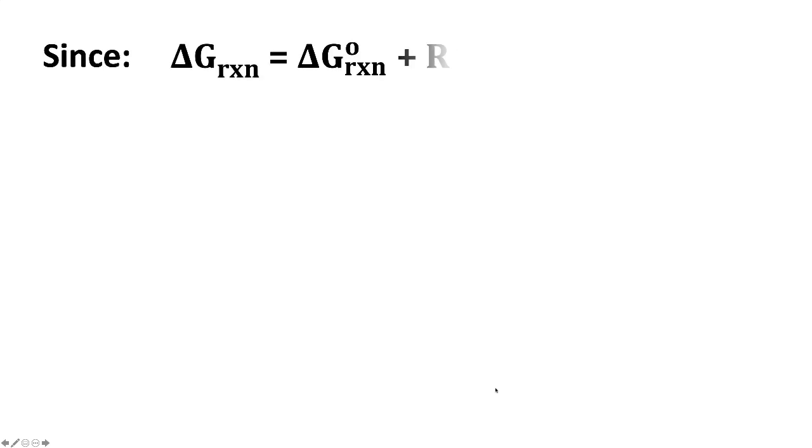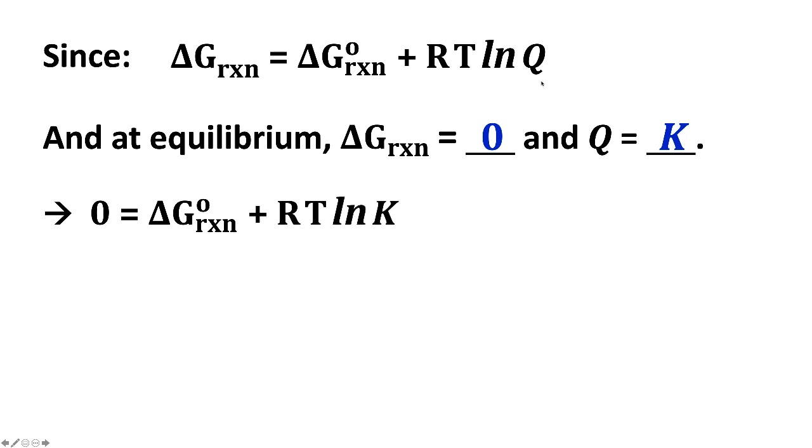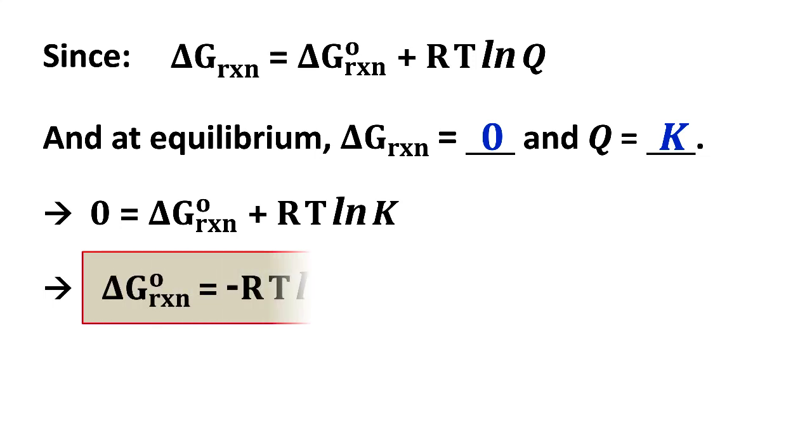Now, since we know that delta G of reaction equals delta G naught of reaction plus RT log of Q, we can combine this with what we know, which is that at equilibrium, delta G of reaction is 0, and at equilibrium, the reaction quotient Q is equal to the equilibrium constant K. So substituting in 0 for the delta G of reaction and K for Q, we have that 0 equals delta G naught plus RT ln of K. And solving this for delta G naught of reaction, we get delta G naught equals negative RT ln of K.